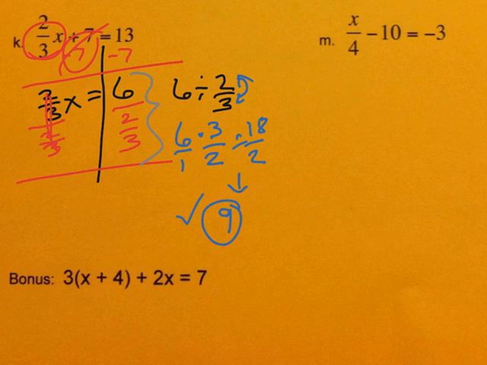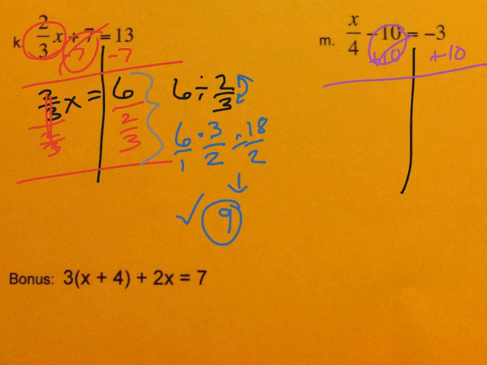Letter M, I'm going to drop my line. I'm going to add 10 to both sides because I want to get that x by itself. And that is going to leave me with x over 4 equals 7. Now, x over 4, I could think of this two ways. It's really the same as 1/4 times x. So we could divide both sides by 1/4. Just like before, that really becomes 7 times 4 over 1, which is 28.